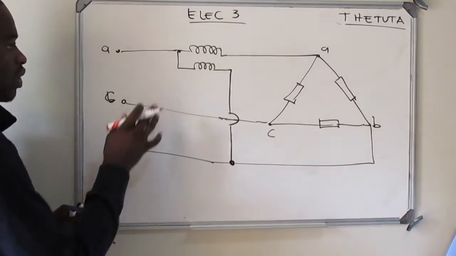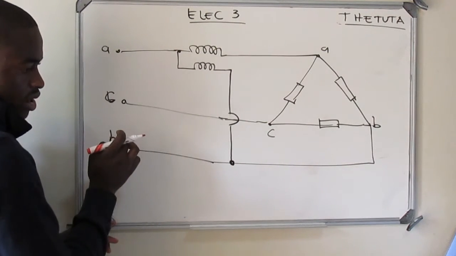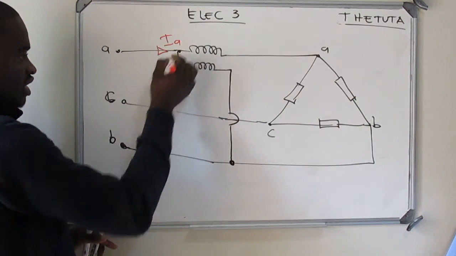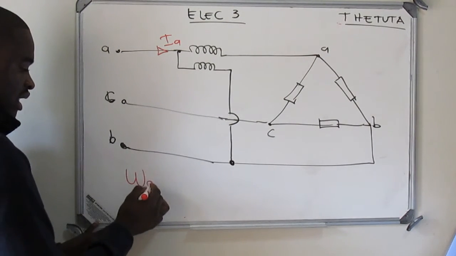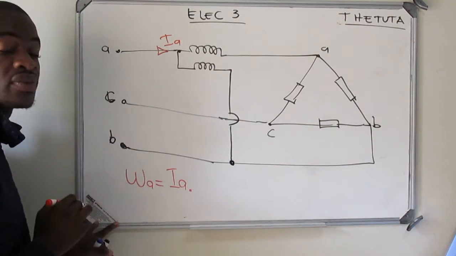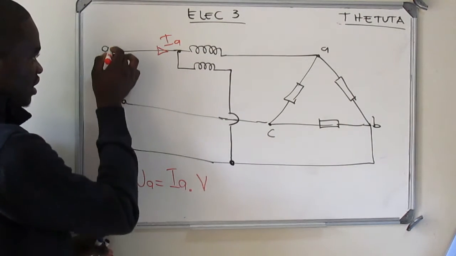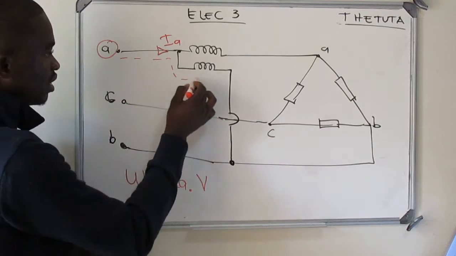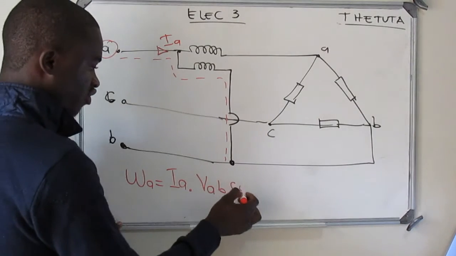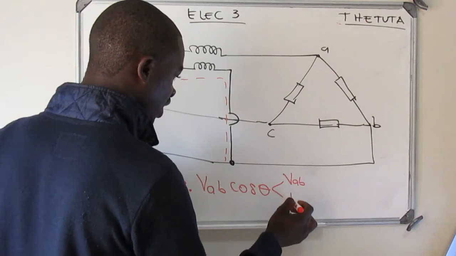So the question is now, what is the reading of this wattmeter? First of all, I'm going to have a current from A that is flowing. Then I come here. The wattmeter in A requires a current IA. But the voltage, which voltage is it? As I can see, the current is moving from A to B. So it's going to be the voltage VAB.